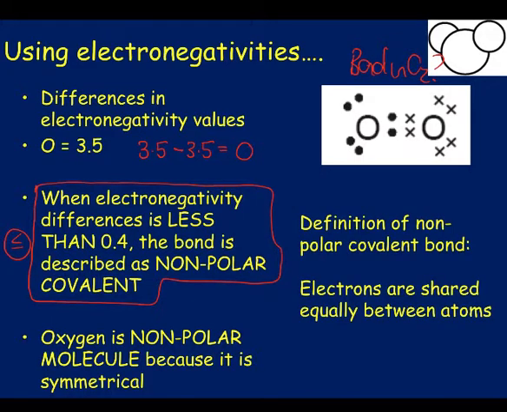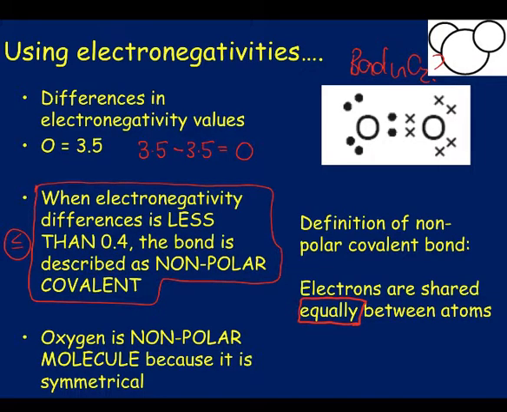And our definition for non-polar covalent: we said covalent bonding was electrons are shared between atoms. When it's non-polar, they are shared equally. And you'll see in a minute what unequal sharing means and why that is going to be polar.